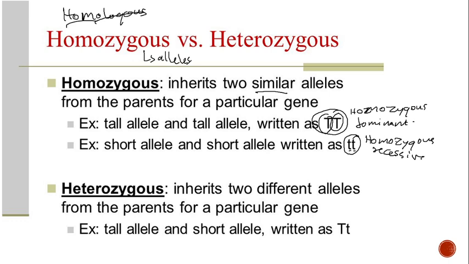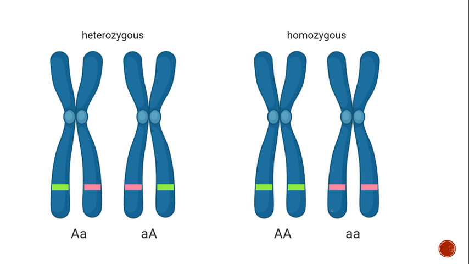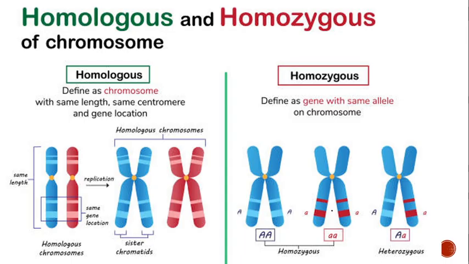Then heterozygous. Hetero means different. This is a person who inherits two different alleles from their parents, a dominant characteristic and a recessive characteristic. The tall allele and the short allele are written as capital T and small t. So this person is heterozygous. What would be the phenotype of this person? This person will be tall, but heterozygous tall. This basically shows you the difference between homologous and homozygous. It all sounds the same, but it's not. Almost doesn't count.